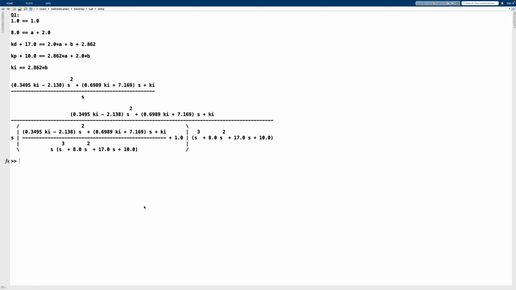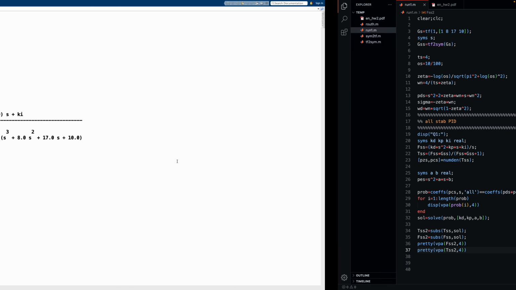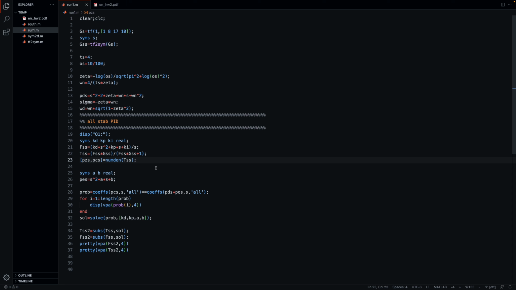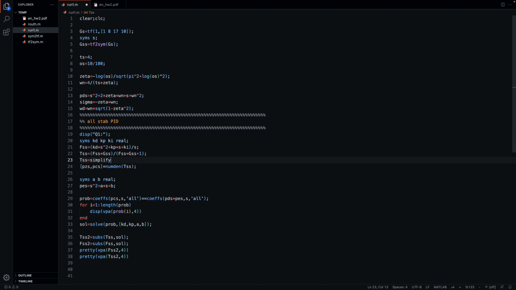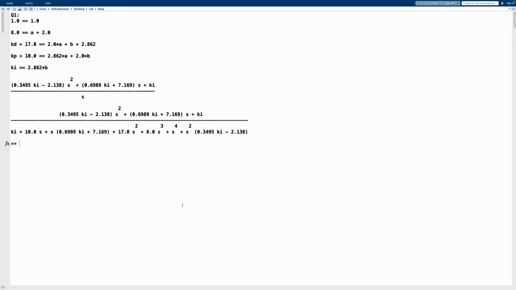There we go. Now, in terms of the controller, it's quite nice. We can see that the KD parameter is this here, and then KP relates to KI with this expression here, and KI on its own is here. So this would be the parameter controller that we are looking at. But the closed loop transfer function is quite ugly, and we can solve that by running the simplify fraction command on TSS before we do anything else.